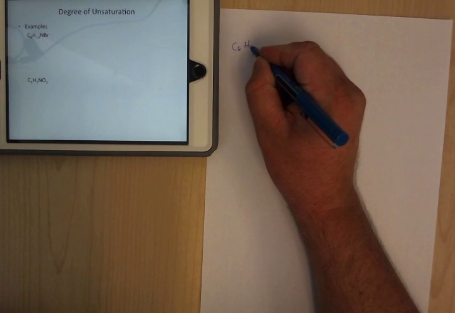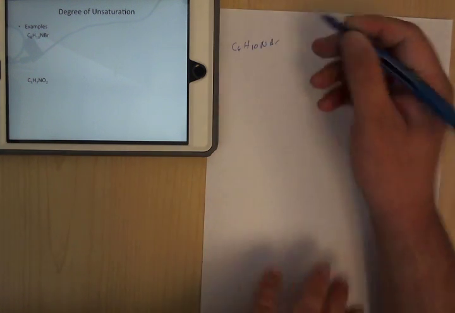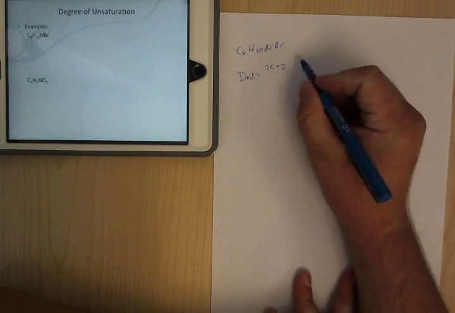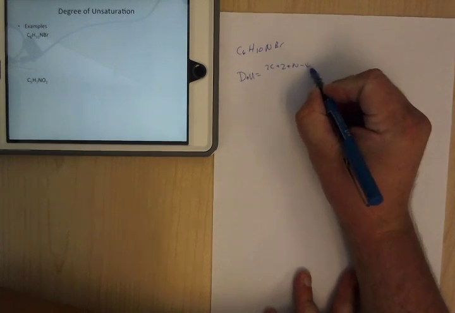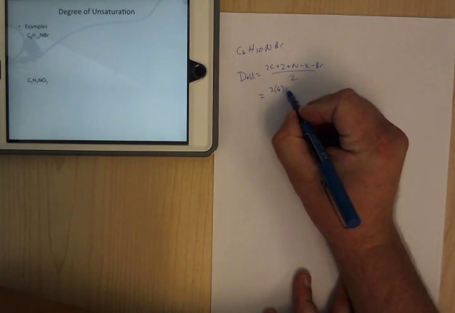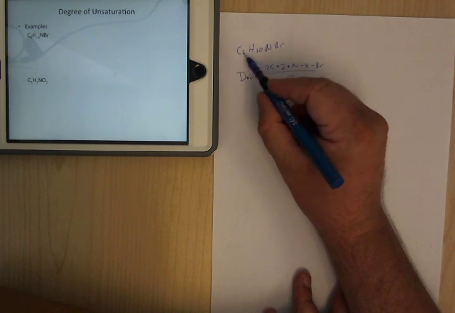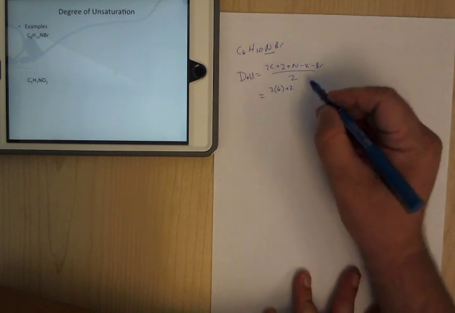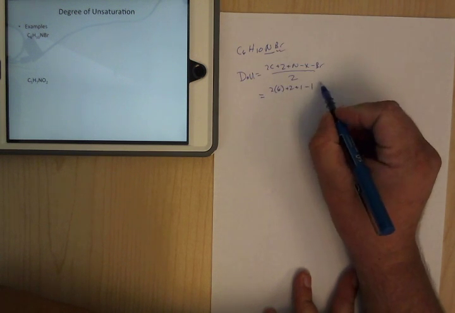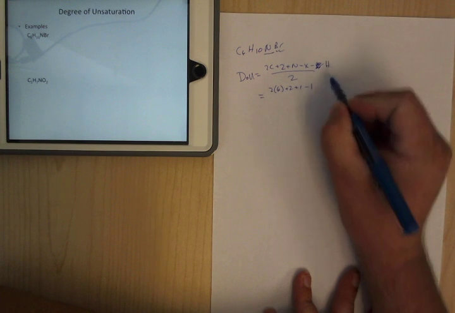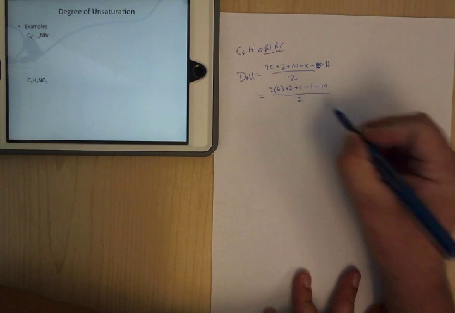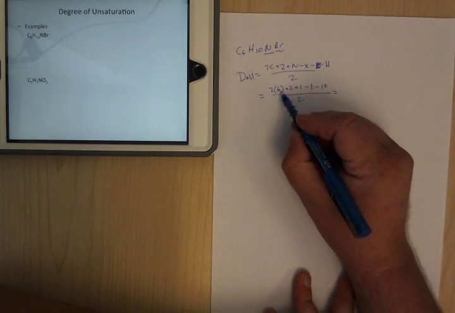C6H10NBr, right? Okay, so DOU: 2C plus 2 plus N minus X minus H, all divided by 2. So here we go. 2 times the number of carbons, so it's 6 plus 2, plus the number of nitrogens, we have a nitrogen here, so it's plus 1. We also have a bromine, so that's a halide. Should be H. Minus the number of halides, 10. All divided by 2. Okay, so this is 12.